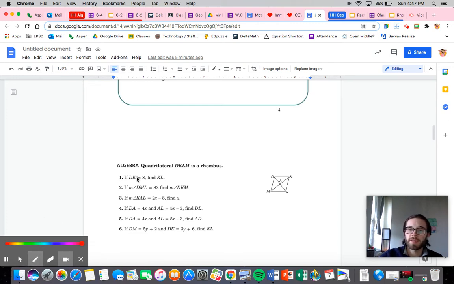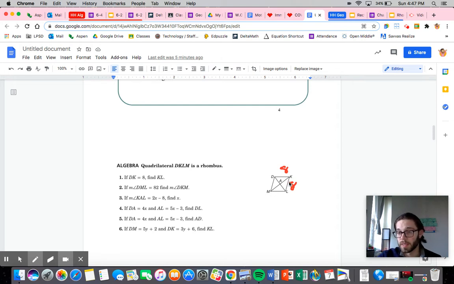So we know, for instance, if DK is 8, KL is also 8. This is a rhombus, right? Everything's 8. Okay, if the measure of angle DML is 82, DML, the whole thing is 82, find DKM. Okay, well, if this is 82, this one's 82, right? This one's 82, this one's 82. And rhombi cut angles in half. So what's going to happen if this is 82? This part would be 41. Okay.